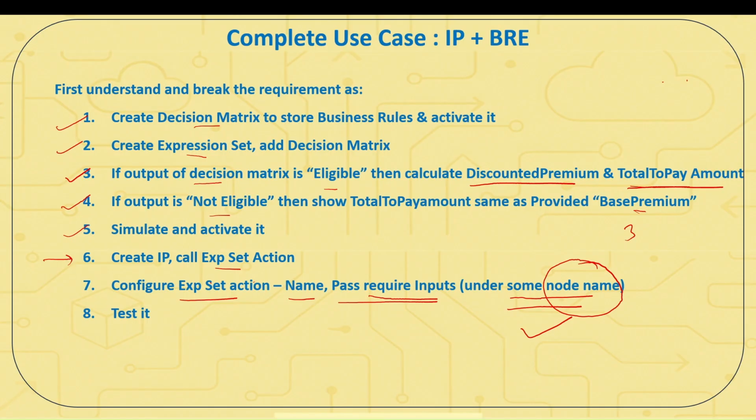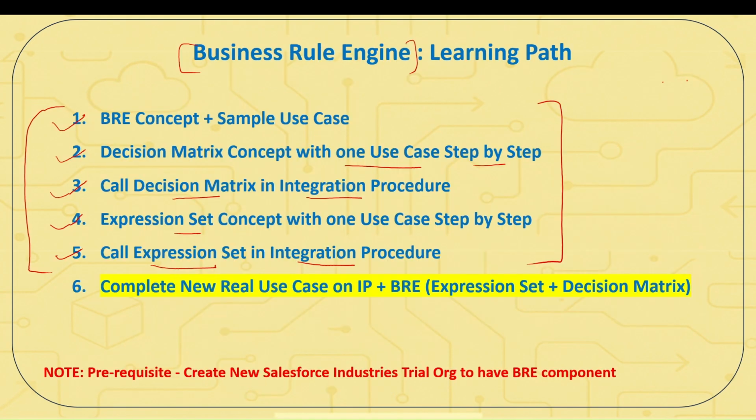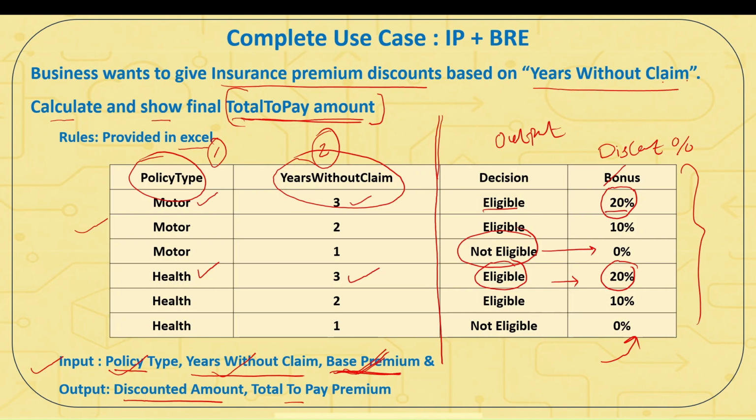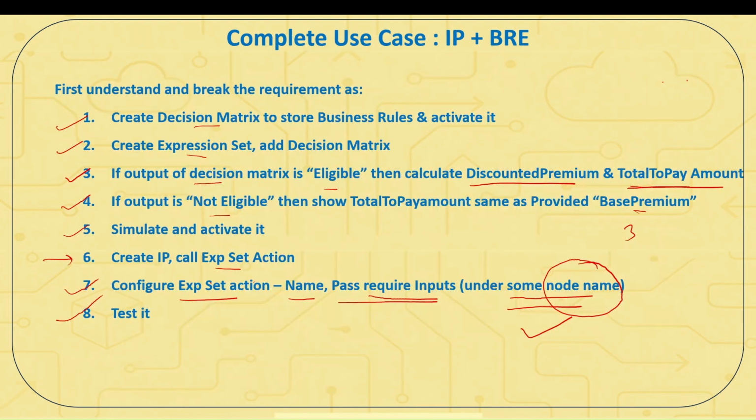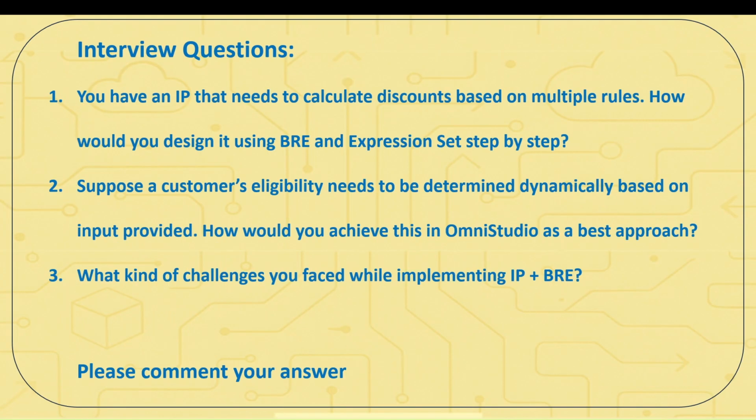So this way we can call the expression set in the IP, configure it like this, and test it. I have mentioned the test cases as well, which are already working, and we are able to see the expected total to pay amount. So this is the way we can implement this business use case. We have created a decision matrix, expression set, integration procedure, and we are calling the expression set in the integration procedure. Based on this discussion, try to answer these sample interview questions.